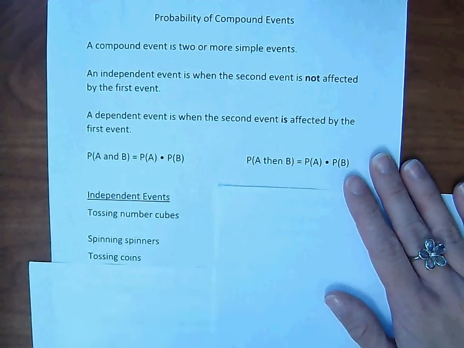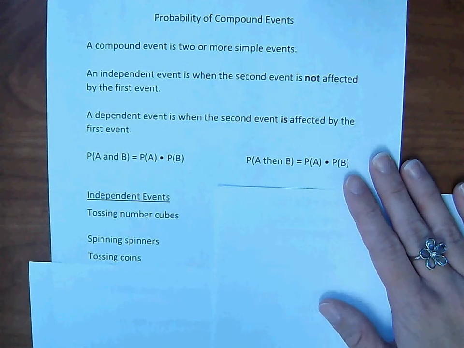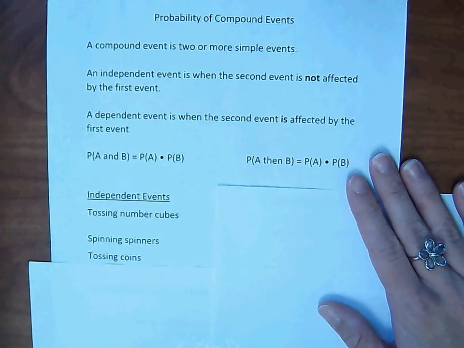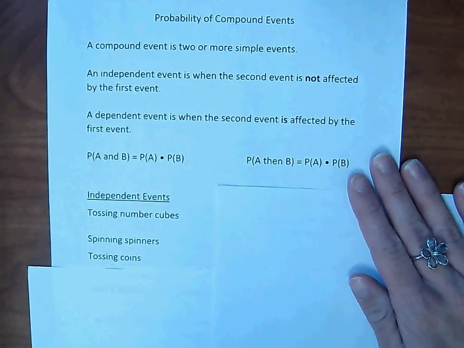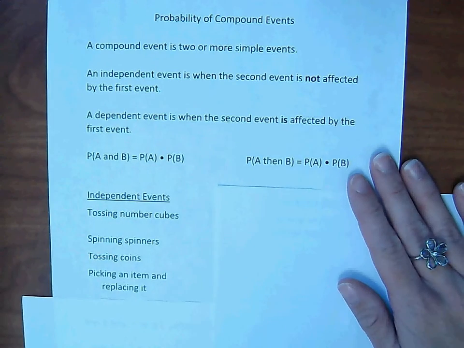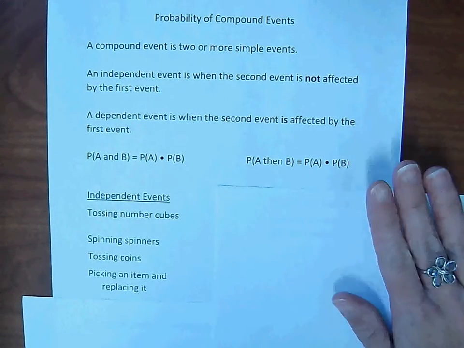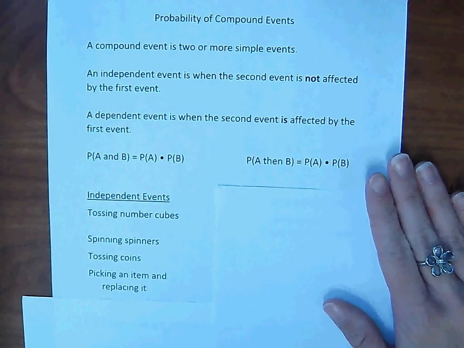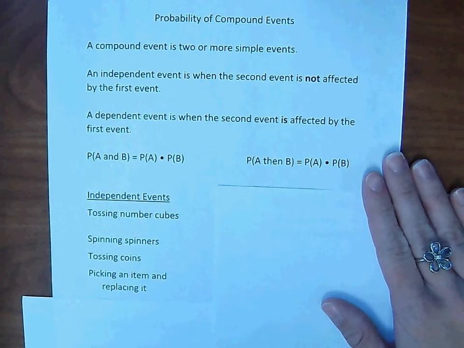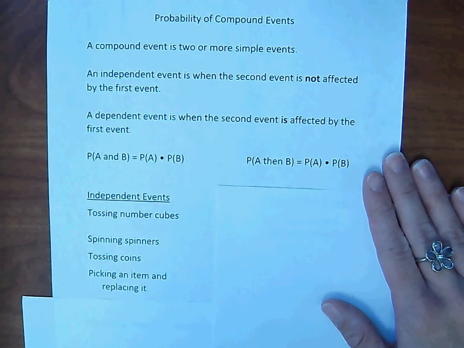Tossing coins, whether it's the same coin over and over or tossing multiple coins, the one toss does not affect what you get on the next toss. Picking an item and replacing it. That item could be marbles, it could be cards, whatever it may be. If you pick up an item, put it back, and then pick out the second item, it is independent. You have not changed anything in that situation.